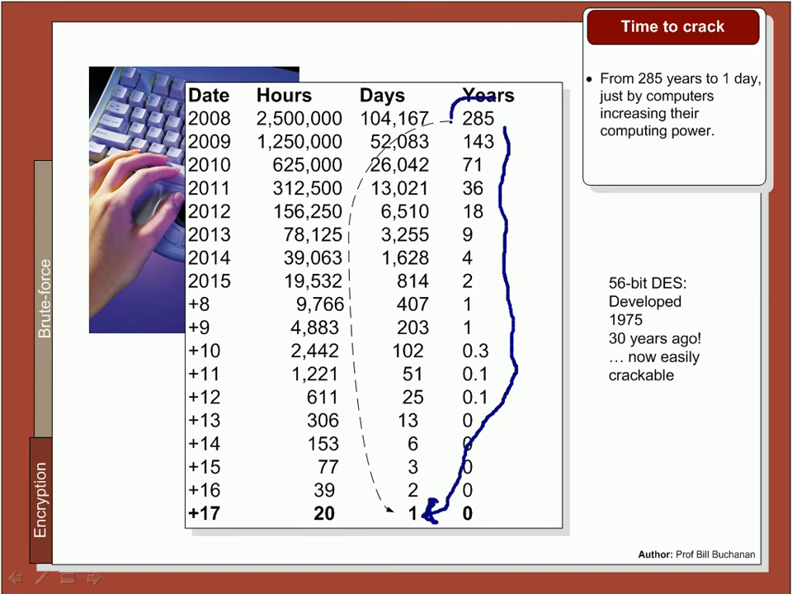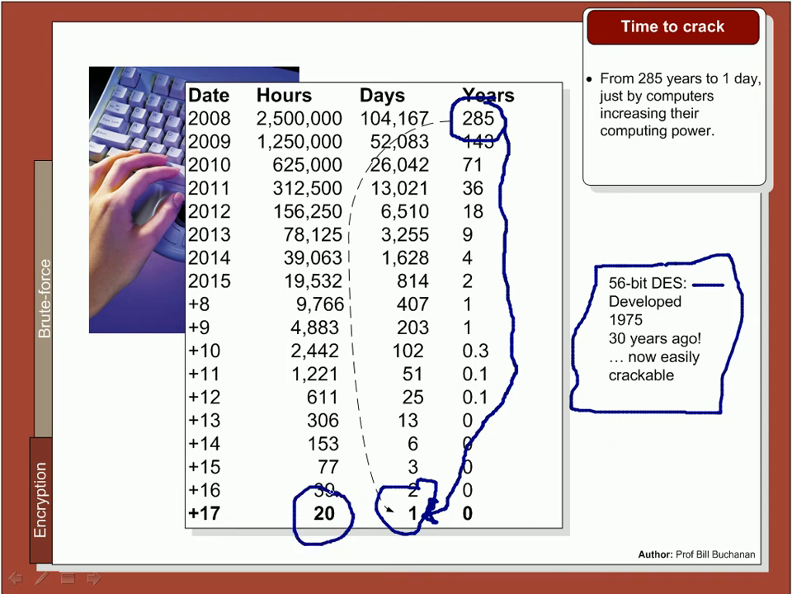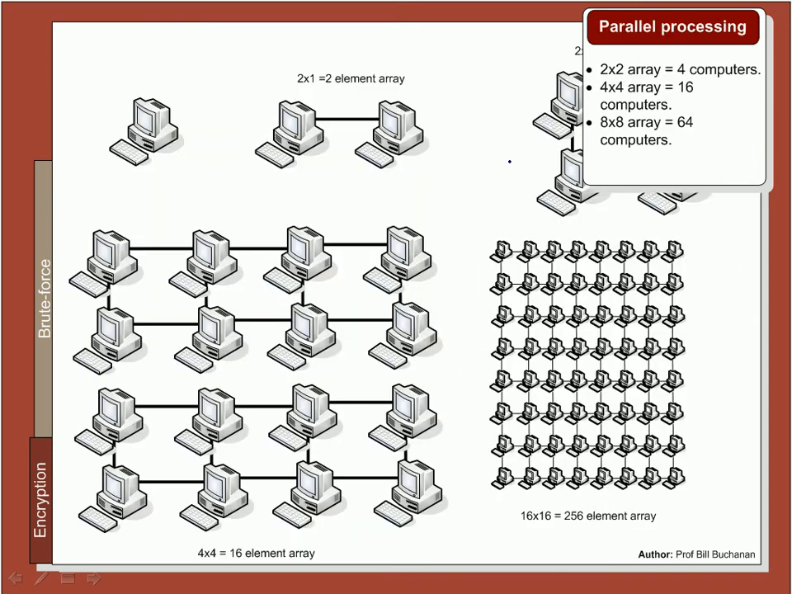So something that took us 285 years today, in 17 years time, because of the improvement in computers, only takes 1 day. And the worrying thing is that DES was developed 30 years ago. So we can see that computer systems have improved greatly since then. We can see here that we're only taking 20 hours to decrypt what took us 285 years.